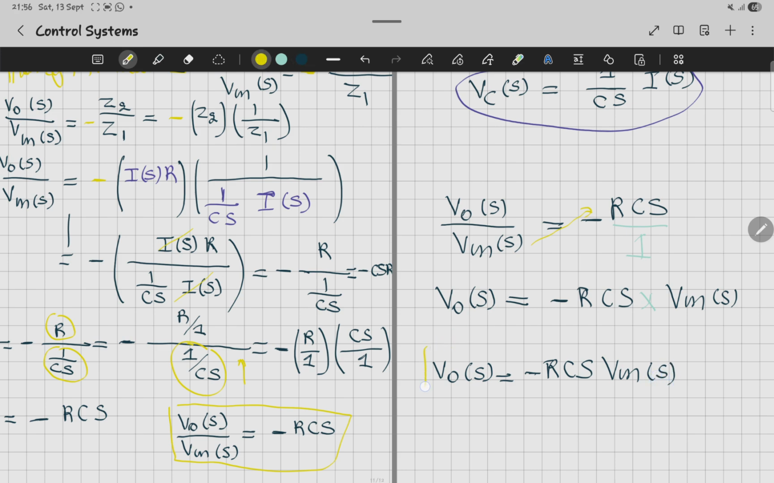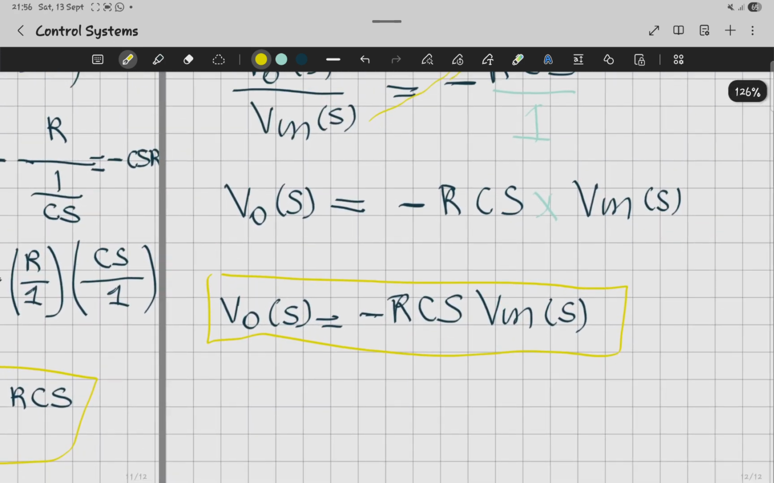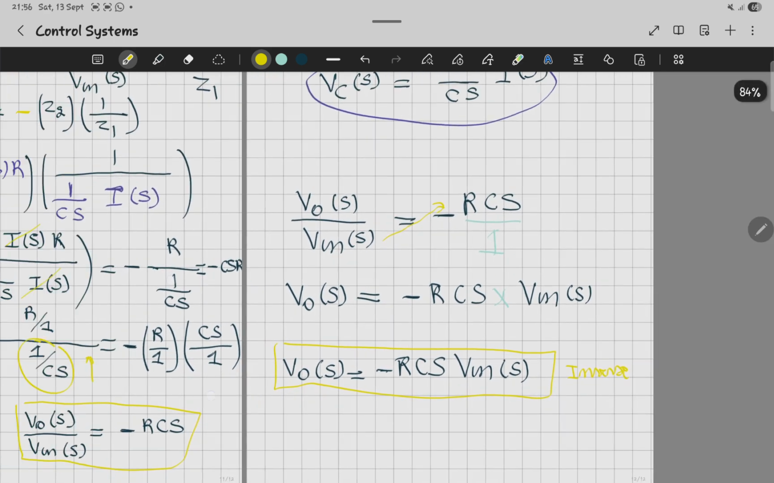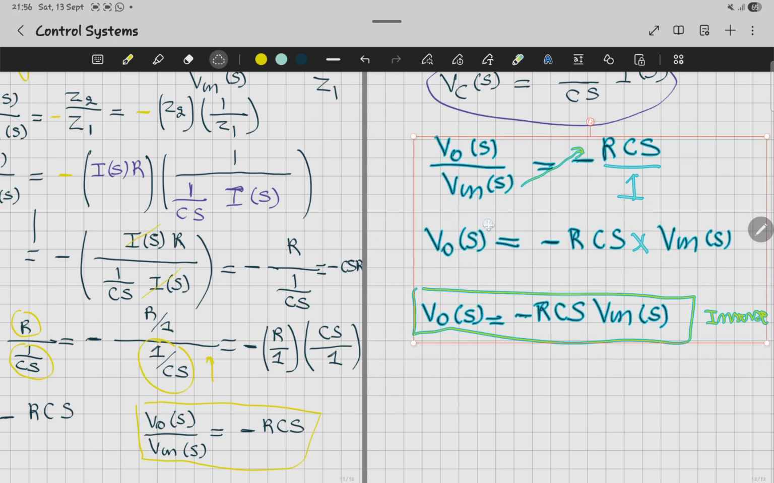So this is how you're going to get your final answer for V out, and then you can just do the inverse Laplace, and then you're gonna get it in time domain. If I apply the inverse Laplace here, the answer I'm gonna get, let me just make some room here so that I can show you.